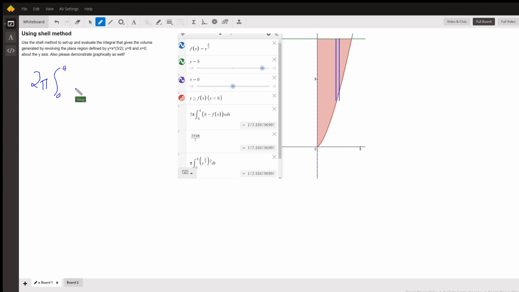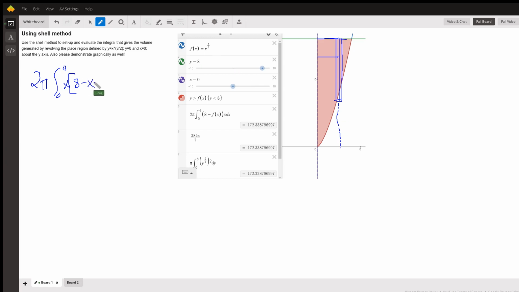And if I multiply that by this distance right here, that's what we call the average radius. And in this case, the average radius is just this distance right here, which is represented by x. Now, the height of the shell is this distance right here. And that is top minus bottom. The y-coordinate at the top, take away the y-coordinate at the bottom. Well, the y-coordinate at the top is always 8. The y-coordinate at the bottom is f of x, which in our case is x to the 3/2.